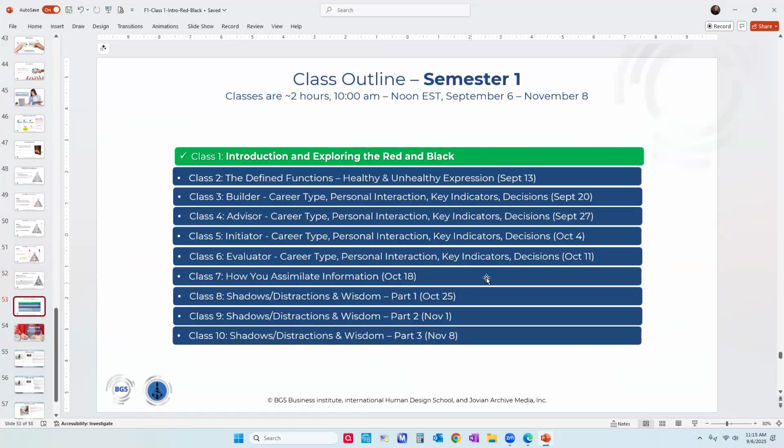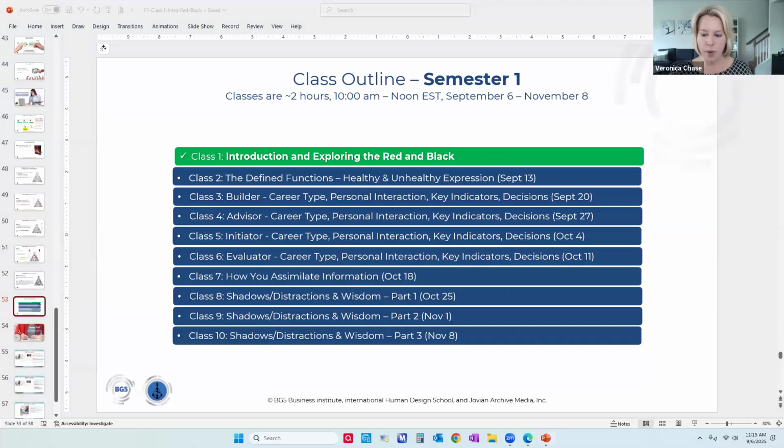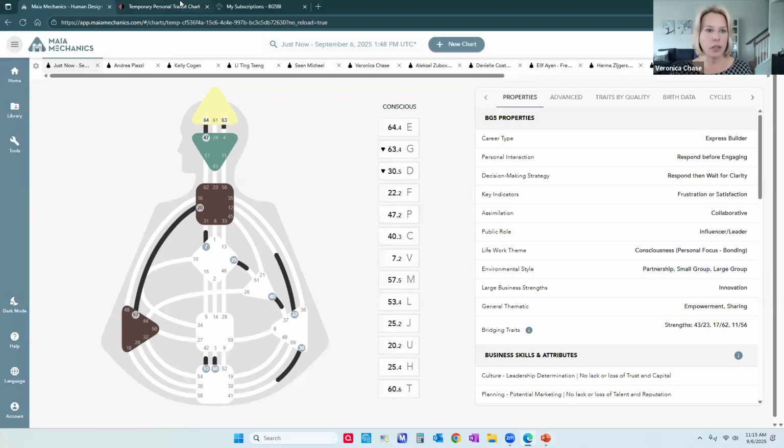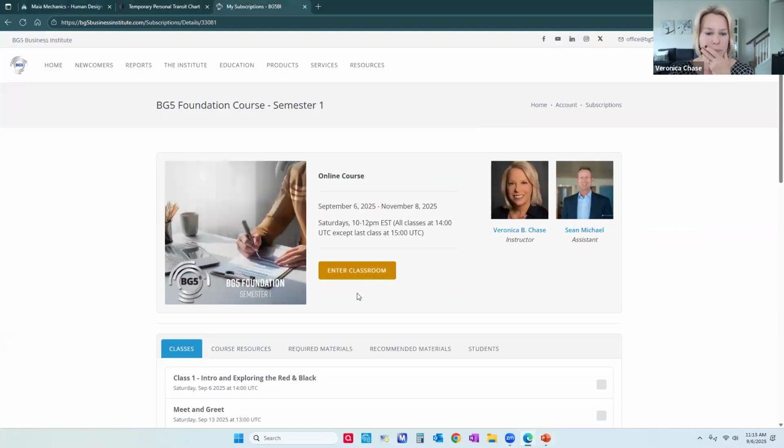All right, so that was our introduction and exploration to the red and black. I just want to get my camera back on, and you're welcome to turn yours back on as well. I'm going to go over to the portal, and I just want to walk through a couple of things over here, and then we can have a bit more of a chat.